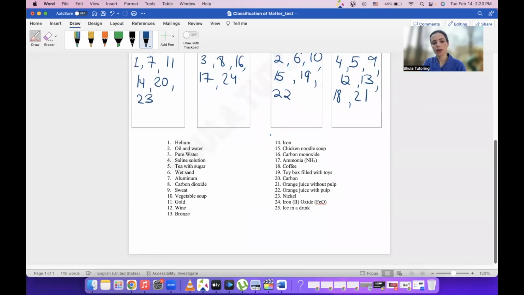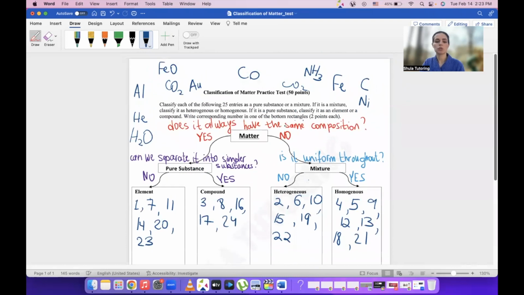And finally, the last one, does it always have the same composition? And that was ice in a drink? No, because you can have more ice or less ice. So it's not always the same. So it's a mixture. Is it uniform throughout? No, because you have ice swimming in water, and that's two different things. So it's not mixed evenly. So that makes it a heterogeneous mixture.